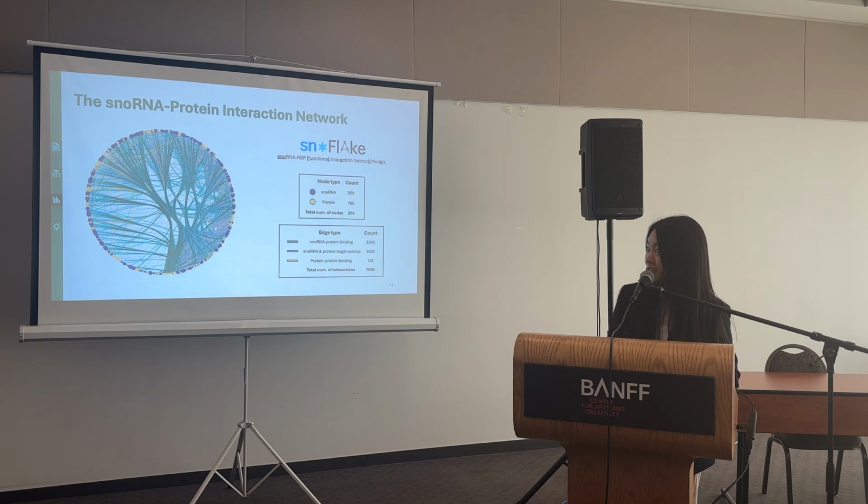It's a pretty interesting network, and the dots on the outer circle represent snRNAs and proteins. And then the lines, or edges as you call them, that you see within the circle represent different interactions among the snRNAs and the proteins. So if there's a line between two dots, that means the two dots are interacting.